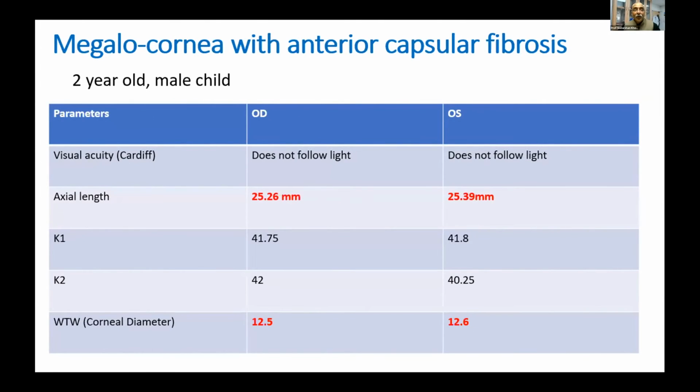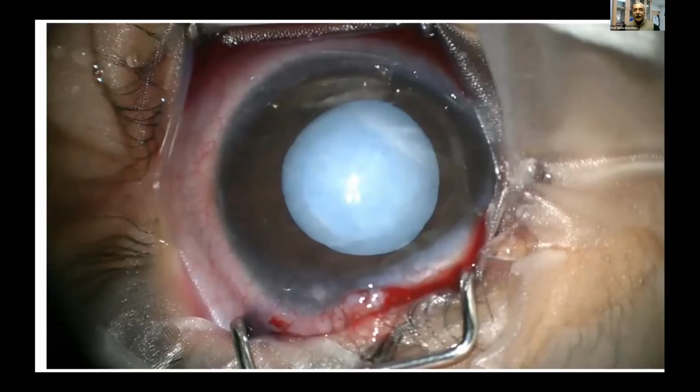Okay, now case number 2 is a megalocornea. And in this, there's a fibrosis anterior capsule. The axial length is 25 millimeter each. And white to white, the corneal diameter is 12.6. So this is what it looks like now.